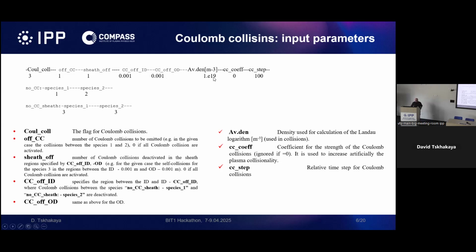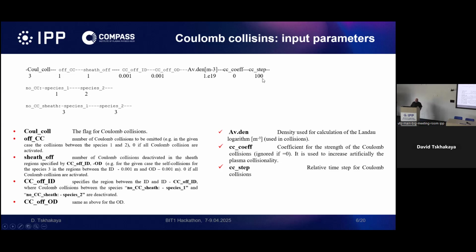Then you have average density, because this is only used for the Landau logarithm calculation. Actually, the code is not very sensitive because it contains density in a logarithm. In principle, if someone doesn't want to put it in, one can go inside the code and just calculate the local density and obtain this. But anyway, it's not so sensitive. The CC coefficient is for when you want to test what will happen. I don't want to change the system, I just artificially increase the Coulomb collision strength, so for testing.